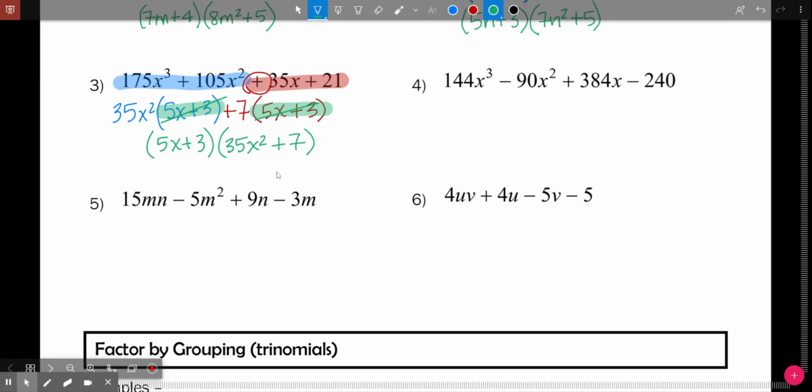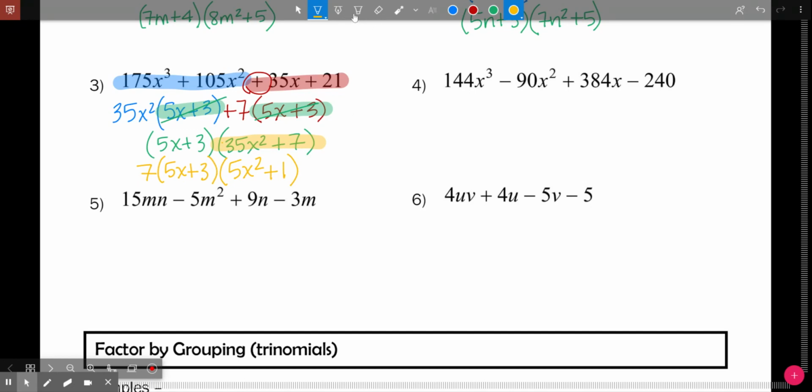But with this one, I'm not quite finished because this term still has a common factor left in it. So I need to factor out a 7 from each of these two terms. So I'm going to put a 7 all the way at the front. My 5x plus 3 still stays. And when I divide each of these terms by 7, I have 35 divided by 7 is 5, and there's nothing to divide the x squared. And 7 divided by 7 is plus 1. So you always have to make sure you don't still have any common factors to be factored out.